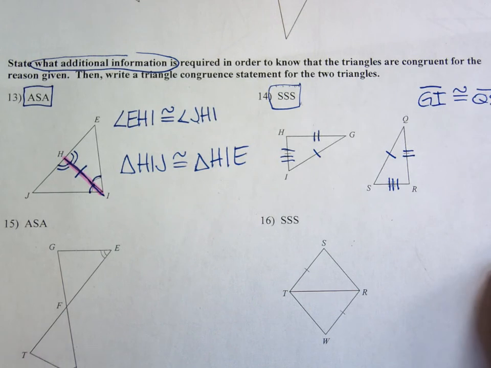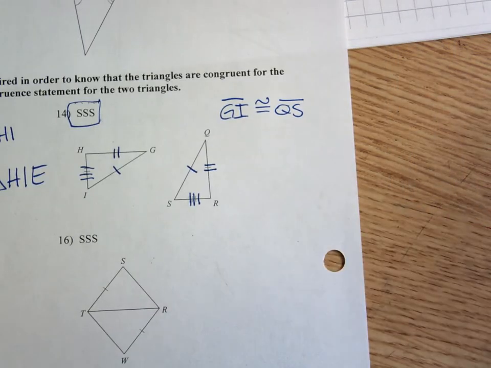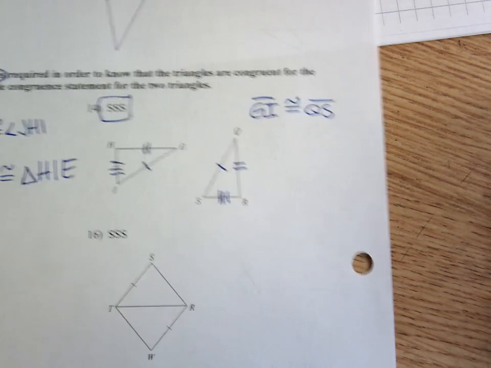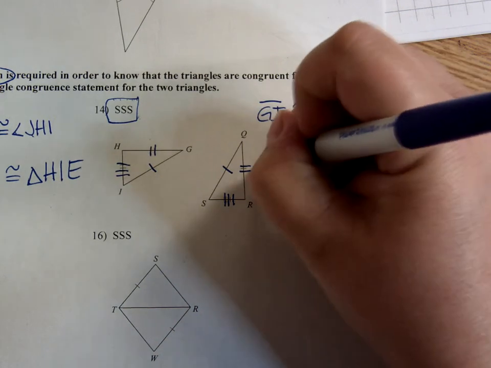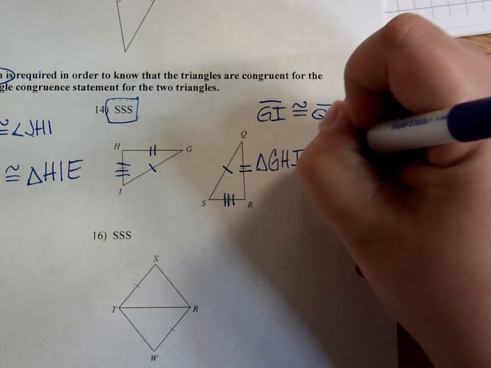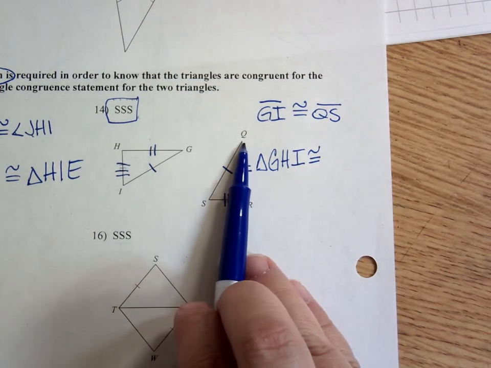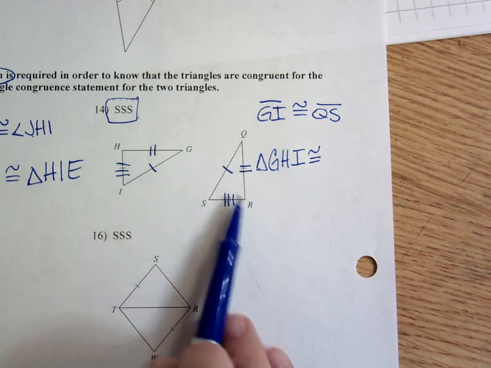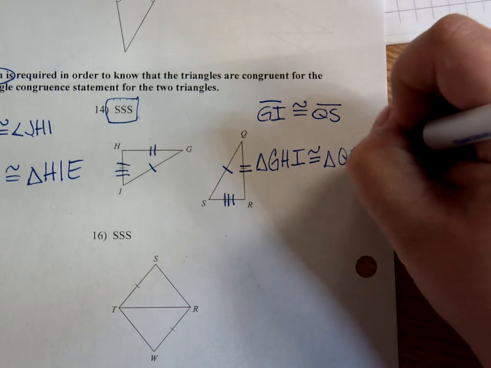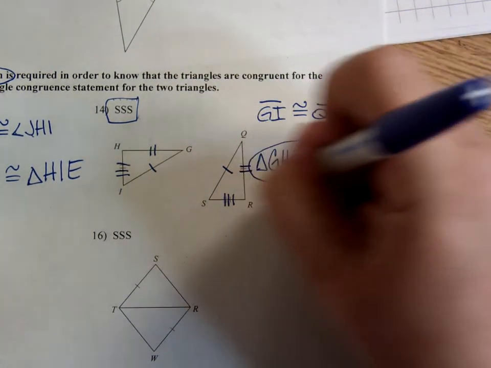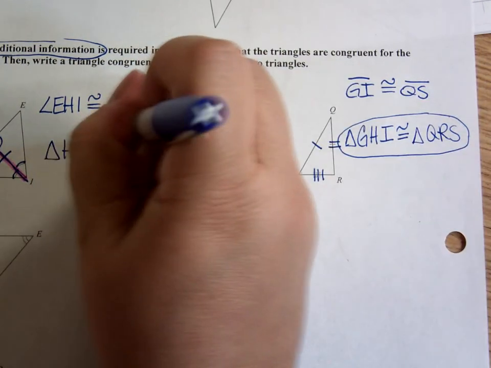For number 14, if I look at the leftmost triangle and I do it in alphabetical order, that would be GHI. So triangle GHI is congruent to G goes with Q, H goes with R, so Q, R, S. And it's not always that the second one's going to be in alphabetical order, but sometimes it is, and it looks pretty.